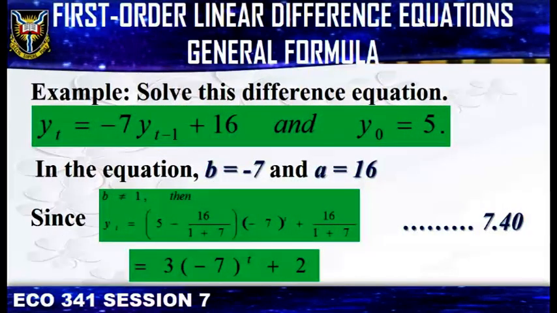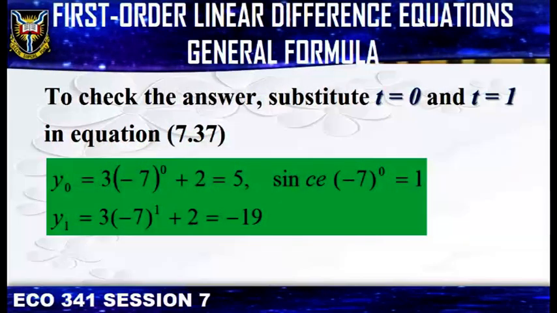Example, solve this difference equation. yt is equal to minus 7yt minus 1 plus 16 and y0 is equal to 5. In the equation, b is equal to minus 7 and a is equal to 16. b is not equal to 1. Then, since yt is equal to [5 minus 16 over 1 plus 7] into [minus 7] raised to power t plus 16 over 1 plus 7, equation 7.40, is equal to 3 into [minus 7] raised to power t plus 2.